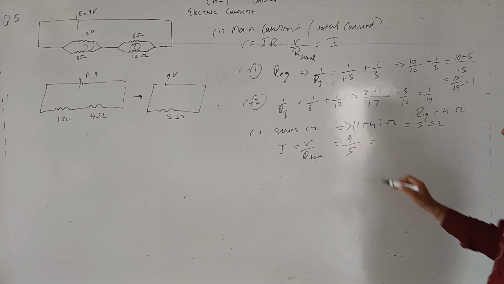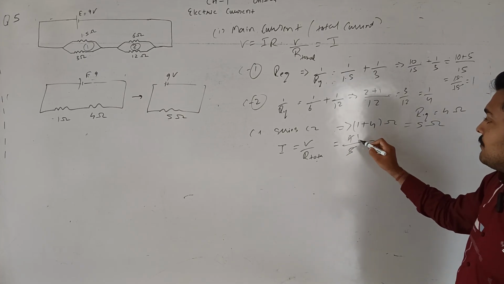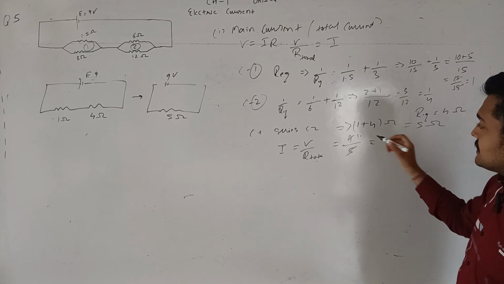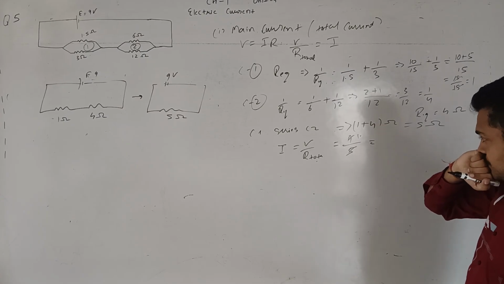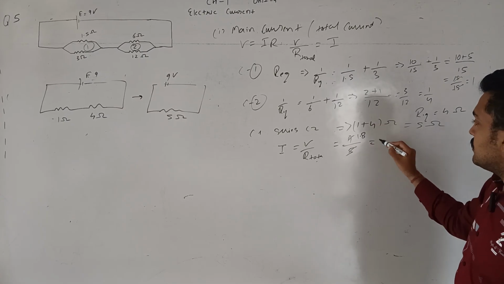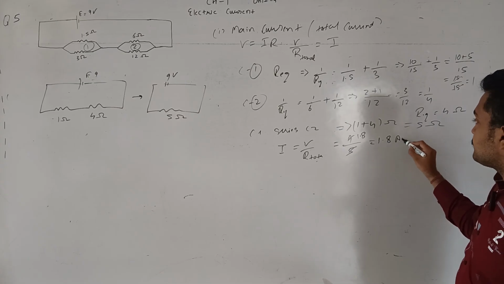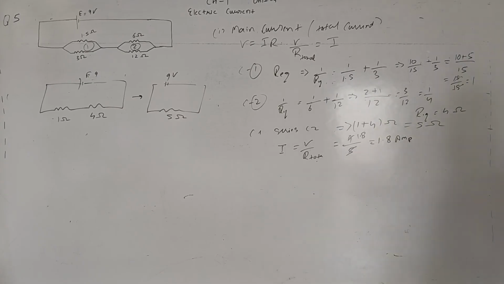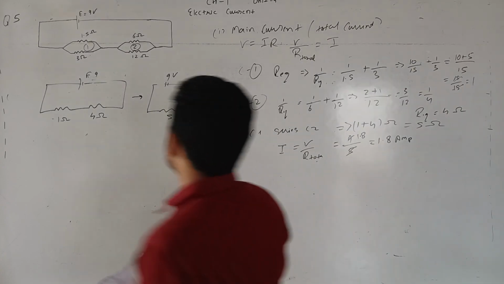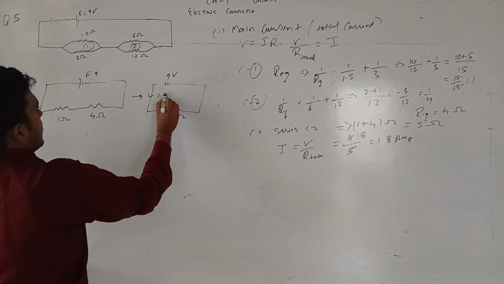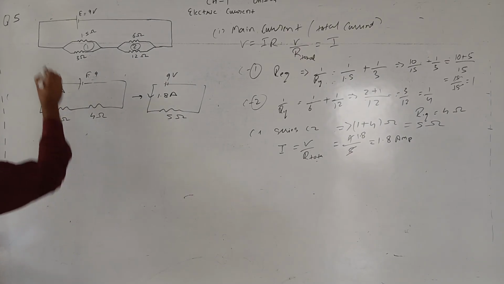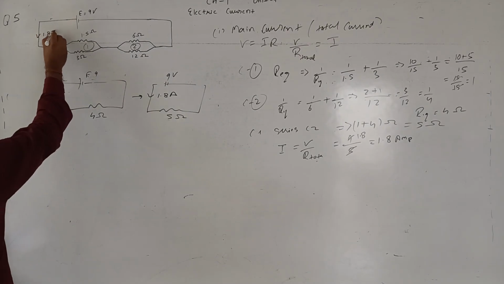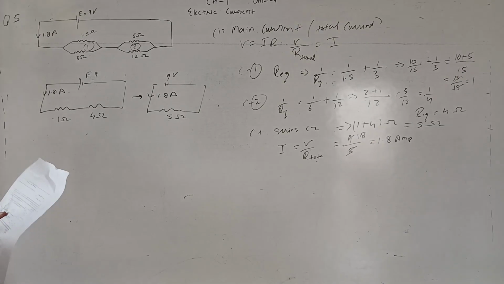So it comes out to be 5 ones are 5 and 5 eights are 40, which is 1.8 ampere. 1.8 ampere comes out to be the total current. So everywhere total current is 1.8. Here also total current is 1.8 ampere.